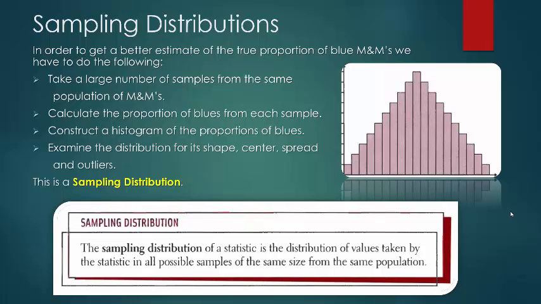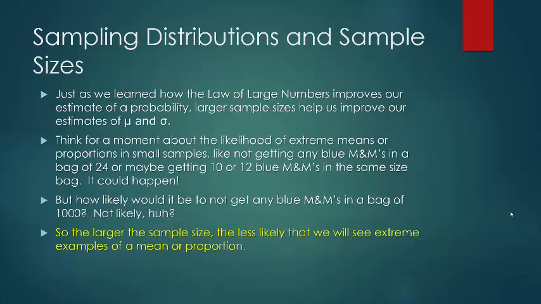So what you would do is take all of those values that you've collected and put them in a histogram, and you want to look at the shape, center, and spread, and if there are any outliers in these particular cases. If your sample size is larger, you won't see as many outliers as if you have a smaller sample size. Okay, sampling distributions and sample sizes.